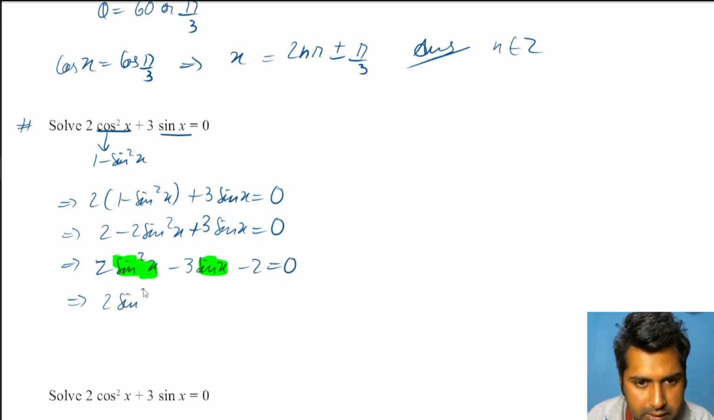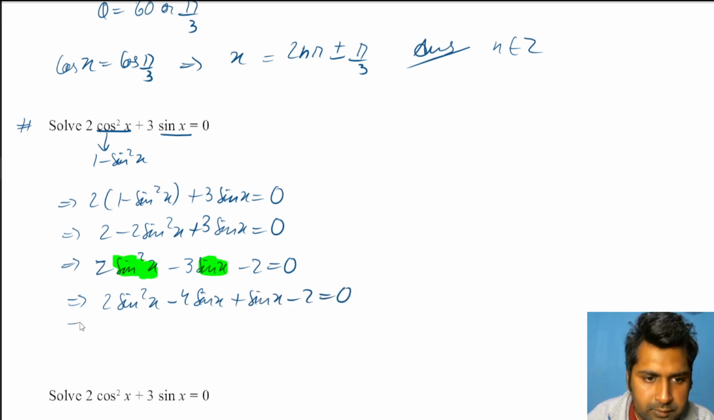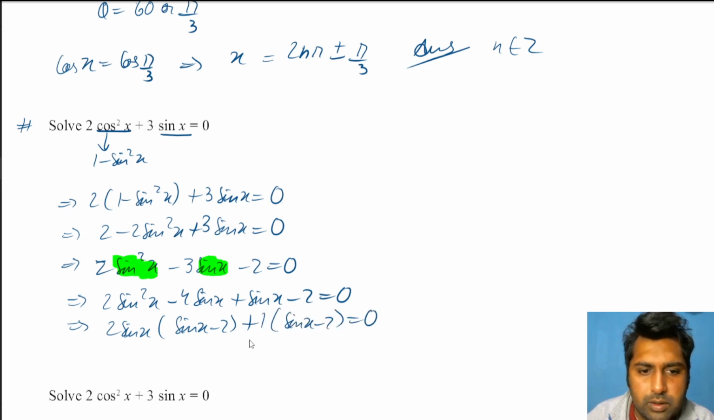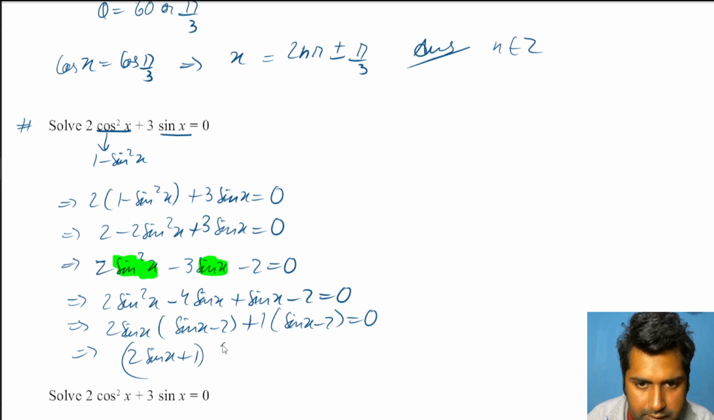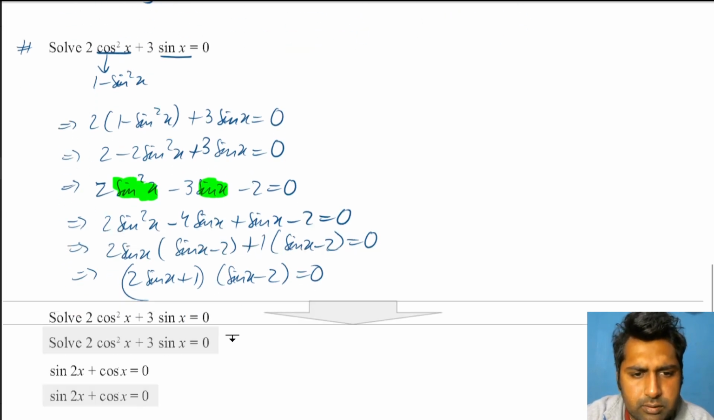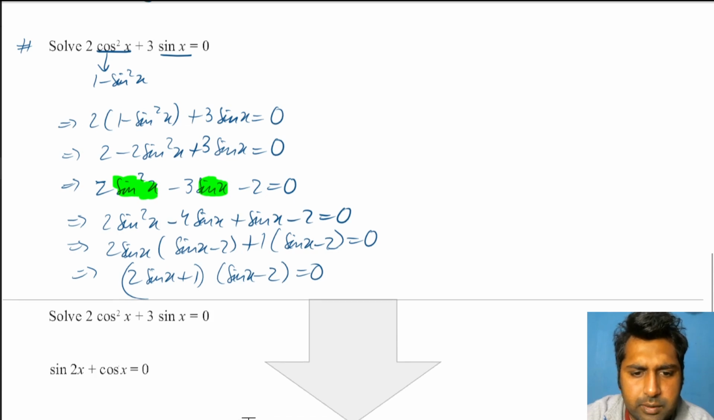So 2 sine square x, minus 4 sine x plus sine x minus 2 equal to 0. If I take 2 sine x common, I'll get sine x minus 2. Here nothing is common, so 1 bracket sine x minus 2 equal to 0. So middle term splitting helps. 2 sine x plus 1 and sine x minus 2 equal to 0. So pretty much once I have converted the whole question in terms of sine, it becomes nothing but a quadratic equation.